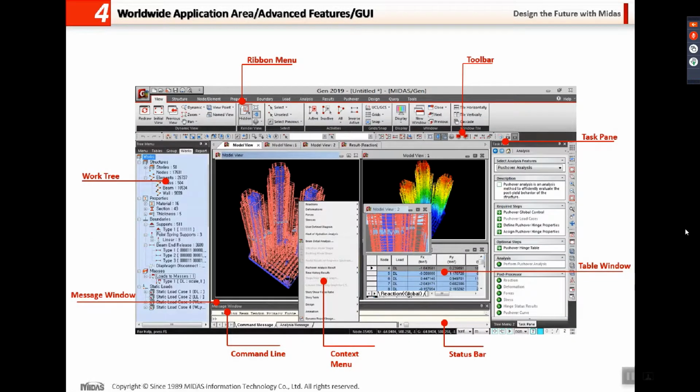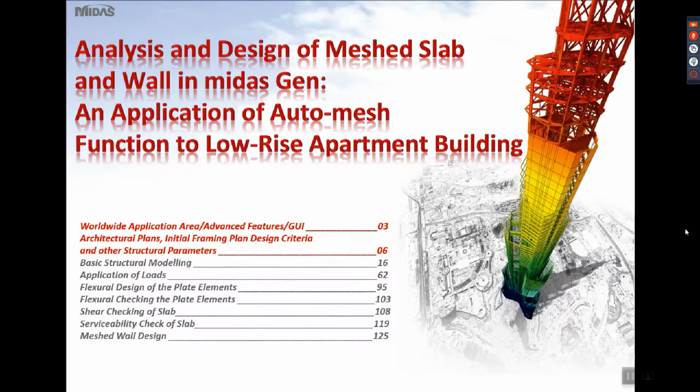Again, for the GUI, here is the graphical user interface of Midas. We have these different menus. You also have this work stream where you can find all of the information of your models, the message window and the command line, same with your CAD software, the status bar, table windows, the task pane. All of that you will see here in the user interface of Midas.